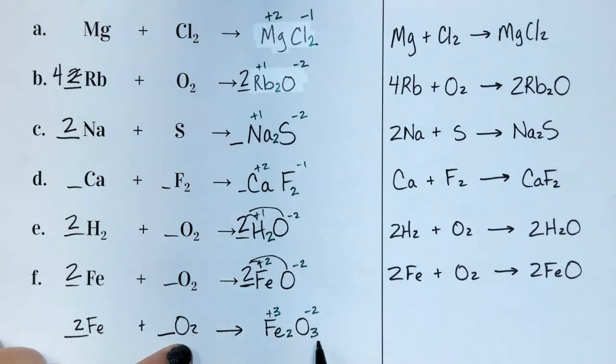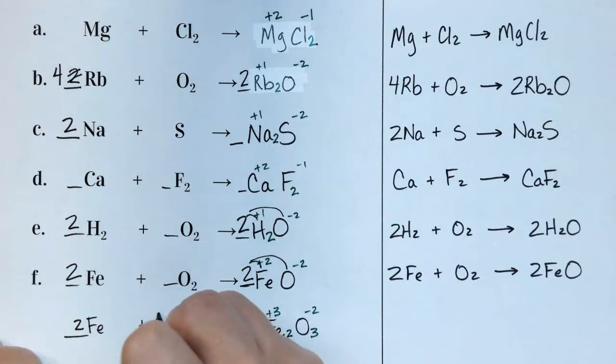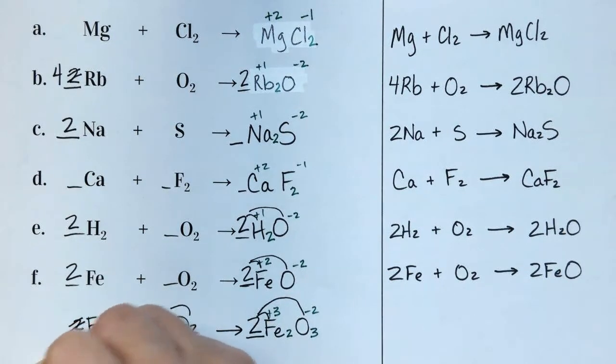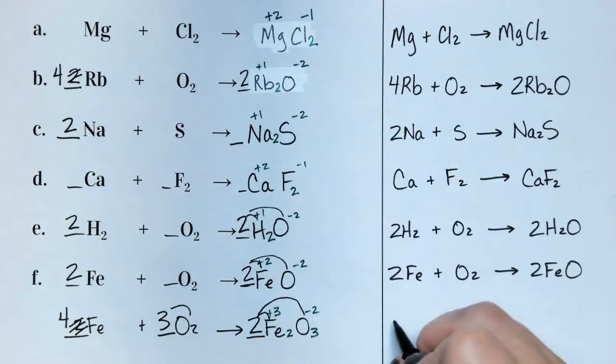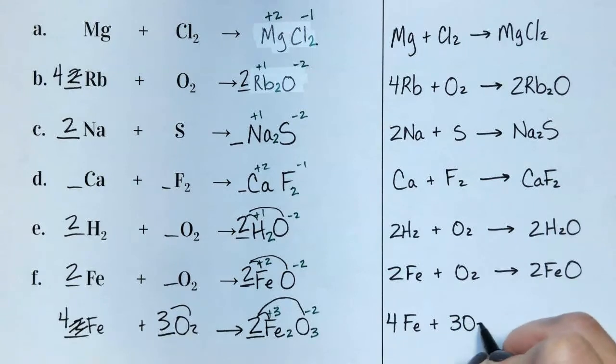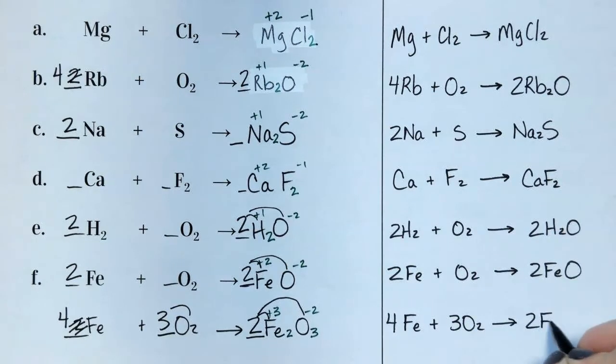2 oxygens, 3 oxygens, use a common factor of 6. So I want this to be a 3 because 3 times 2 is 6, and this to be a 2 because 2 times 3 will be 6. That has changed my irons now. 2 times 2 is 4 irons, and so I'm going to change this coefficient to a 4 instead. So my final answer will be 4 irons plus 3 oxygens yields 2 iron 3 oxides.